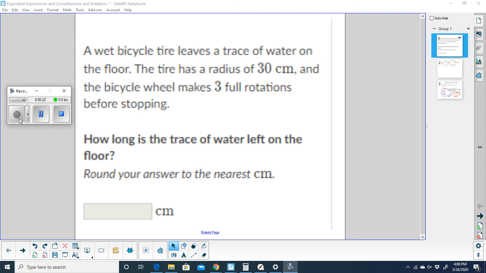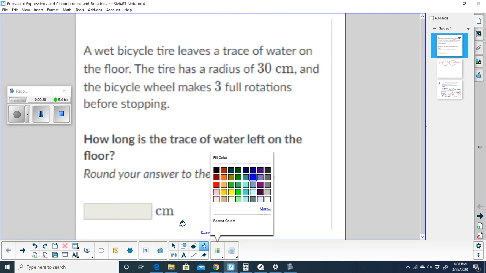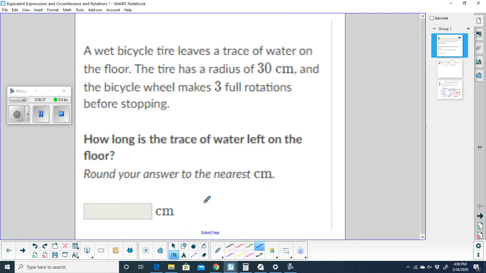Okay, so let's first understand what's going on here. We have a bicycle tire, right? Which is a circle. It's wet and it leaves a trace on the floor. If you think about it, it's asking us the distance that trace of water is left, so we're talking about a measure of distance, which is the distance around the circle, but not just one time, it's the circle 3 times.